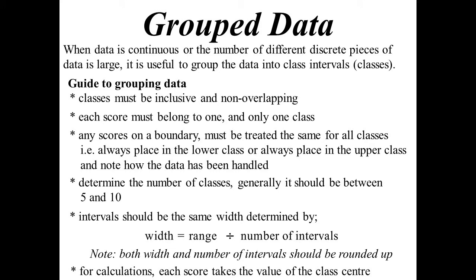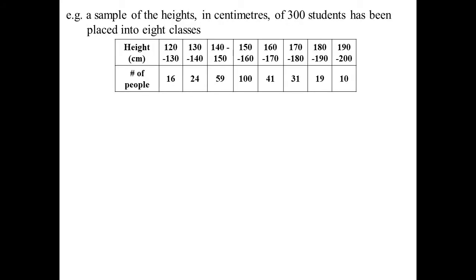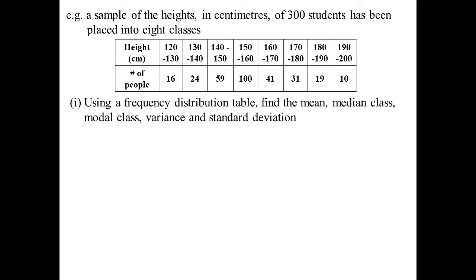Now, when you're doing your calculations to work out the average and things like that, you assume that every score in that group has the value of the centre or the median of that class. So we've got heights of 300 students, and we placed them into 8 classes. Now, I suppose technically height is continuous data, but it's not like we could actually measure your height to 32 decimal places. So we do think of it as discrete data for the sake of experiments and what have you. But there we go. I've grouped them into 10 centimetre blocks. So we're going to use our distribution table. We're going to find the mean, the median.